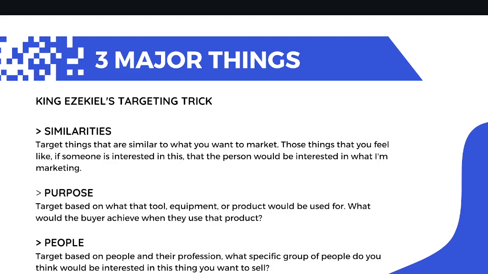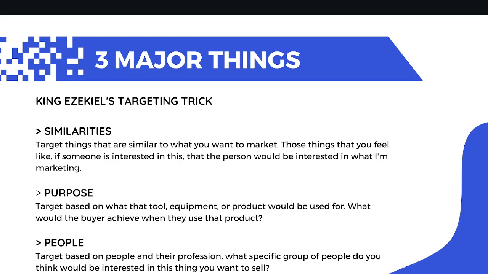So the next one is purpose. Target based on what that tool, equipment, or product would be used for. So the purpose of that product, that service, or that equipment, target it. What do you think your customers will use this product for? Target it. What would the buyer achieve when they use this product? Target it.